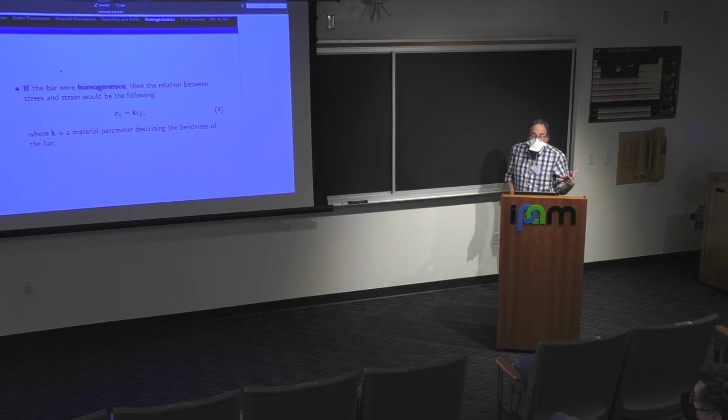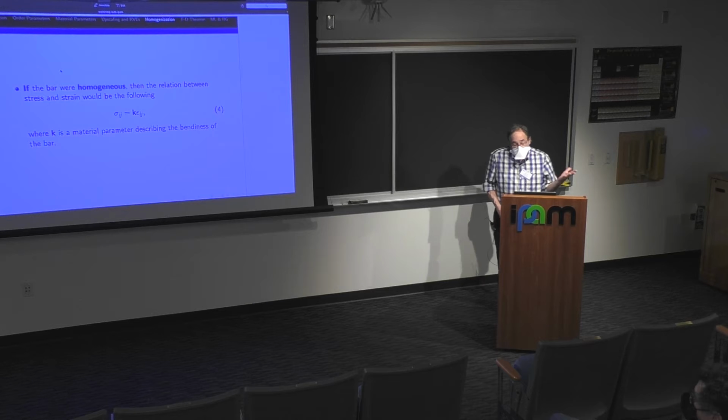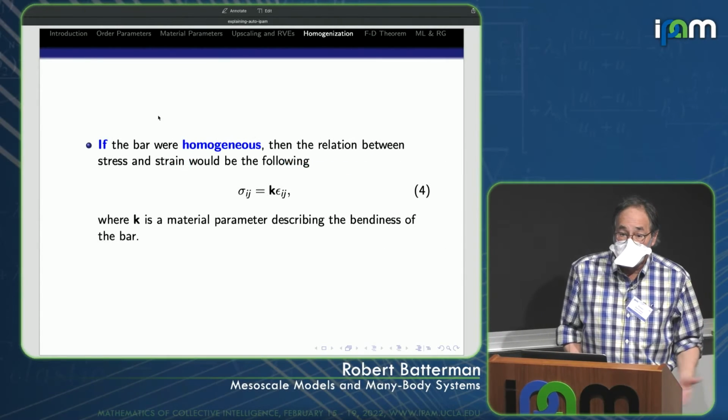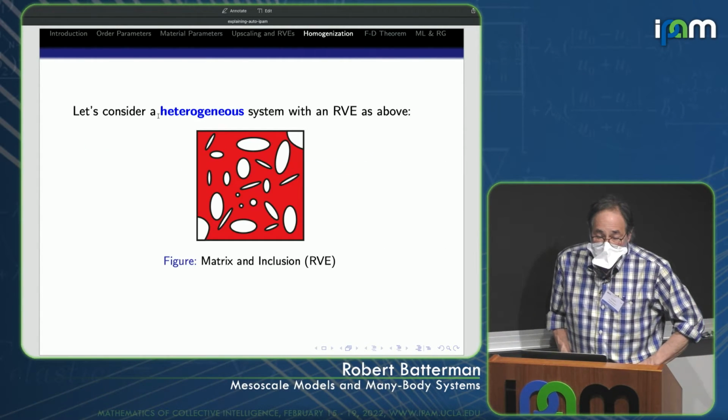Okay, so if the bar were homogeneous, then the relations between the stress and strain would be the following, right? We'd have the stress is related to the strain, where K is the material parameter of interest that describes kind of the bendiness of the beam. It's just like the spring constant in Hooke's law for elastic materials.